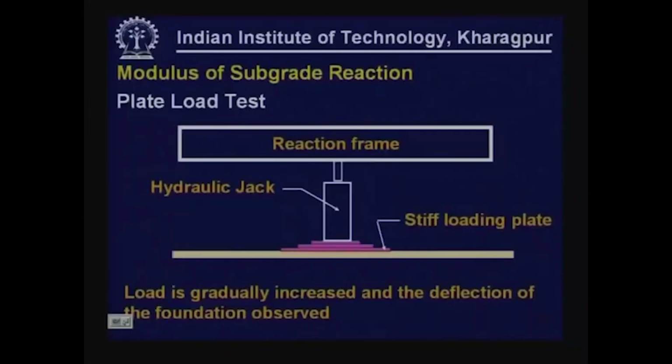The modulus of subgrade reaction, as we have discussed in earlier lessons, can be obtained by conducting a plate load test on the foundation. If the foundation is already laid, or a trial section of a foundation is laid, a plate load test can be conducted on it. Using that, we can plot a load versus deflection diagram. The slope of this curve at a specified deflection gives the modulus of subgrade reaction. The load is gradually increased and the deflection of the foundation is observed.